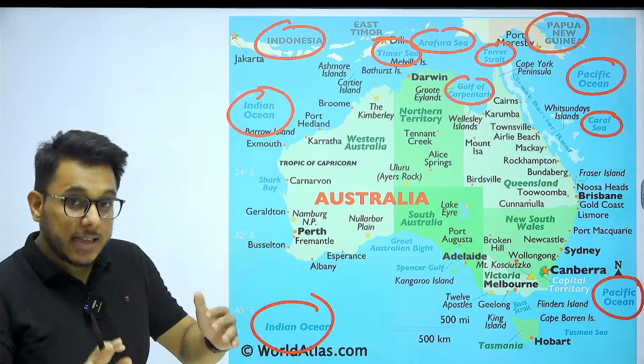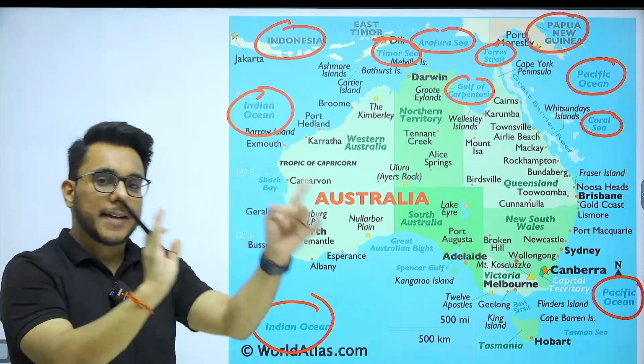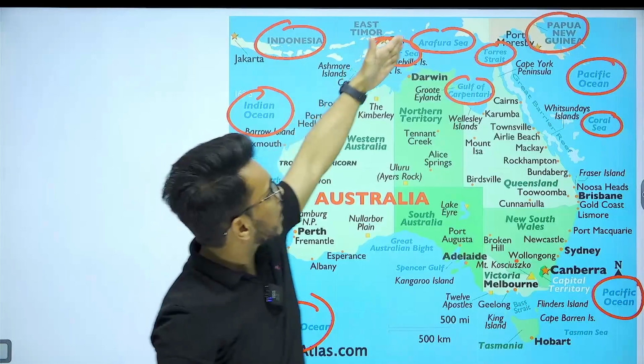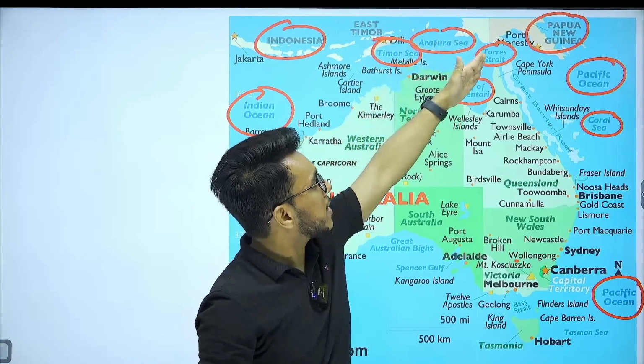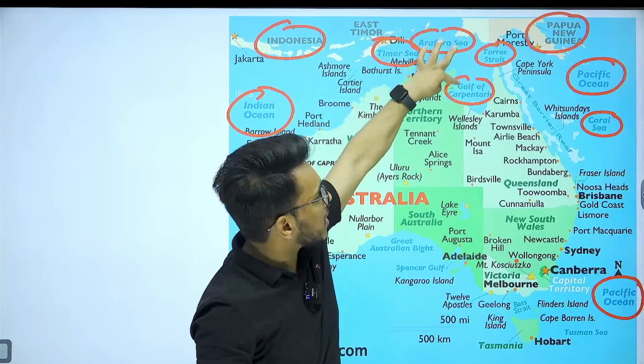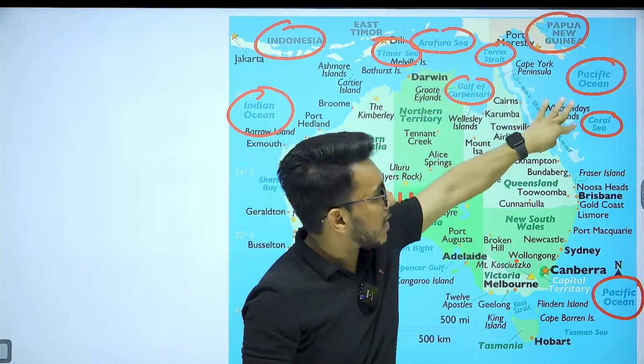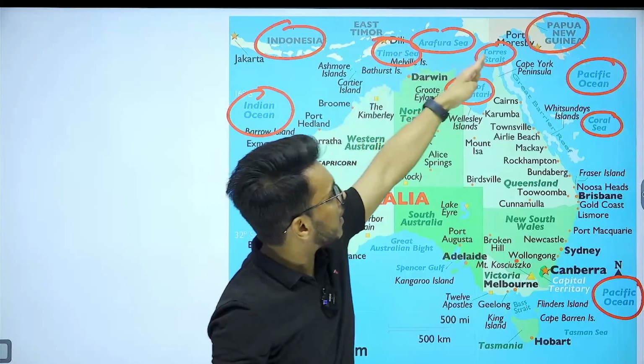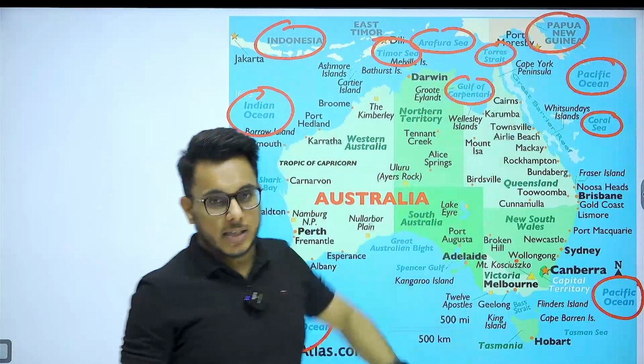So let's see their location from west to eastern side. So Timor Sea, Arafura Sea, Torres Strait. Between Arafura and Torres, we have Gulf of Carpentaria. Then we have Coral Sea. Again, Timor, Arafura, Gulf of Carpentaria, Torres, and Coral Sea.